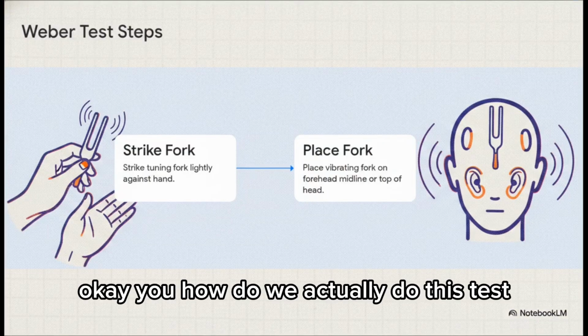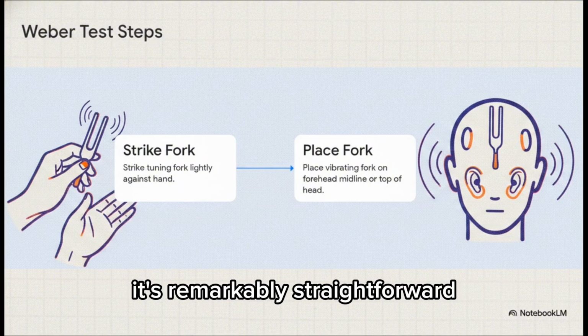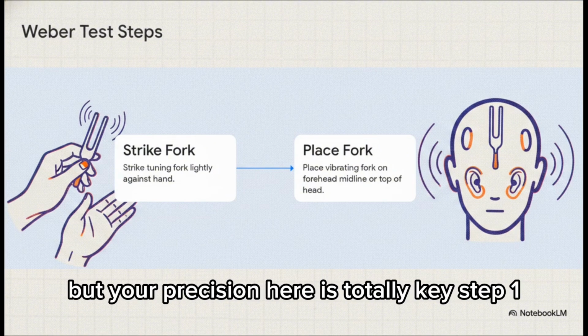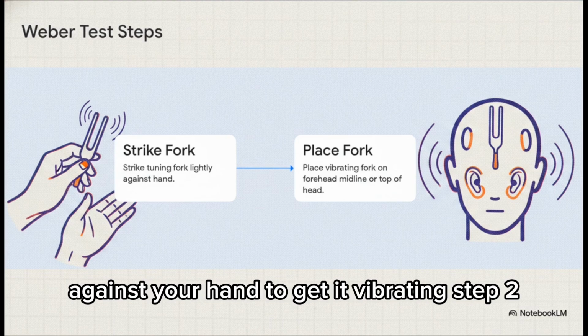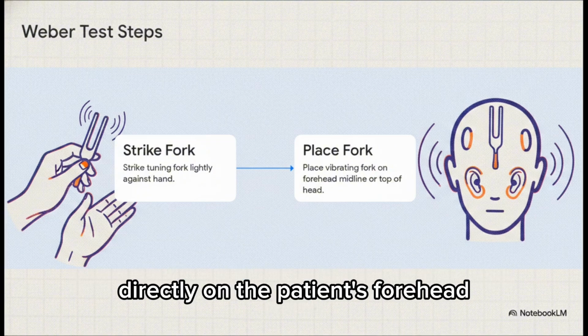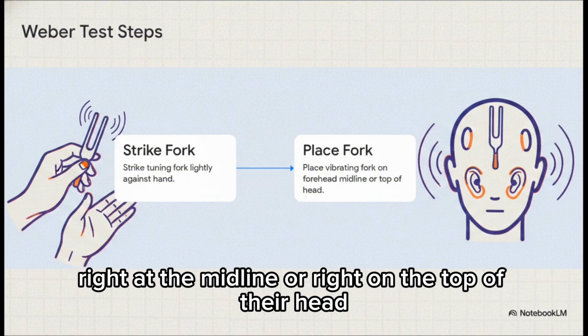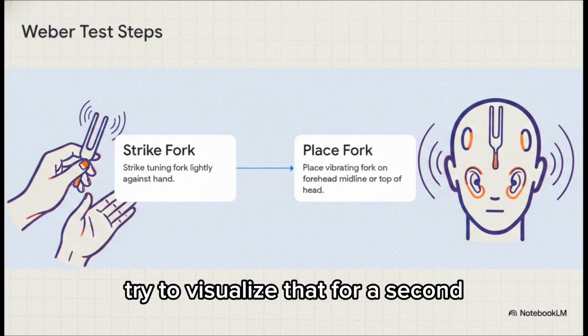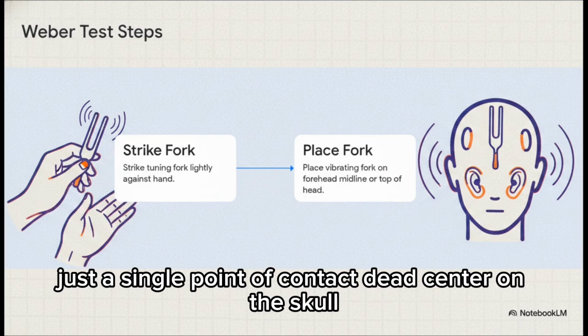Okay, how do we actually do this test? It's remarkably straightforward, but your precision here is totally key. Step 1, you just strike the tuning fork lightly against your hand to get it vibrating. Step 2, you take that vibrating fork and place the stem directly on the patient's forehead, right at the midline or right on the top of their head. Try to visualize that for a second. Just a single point of contact, dead center on the skull.